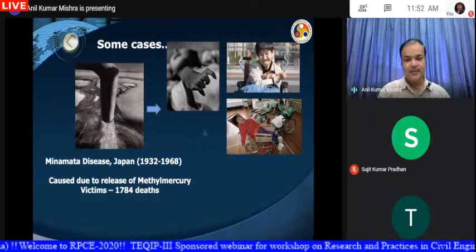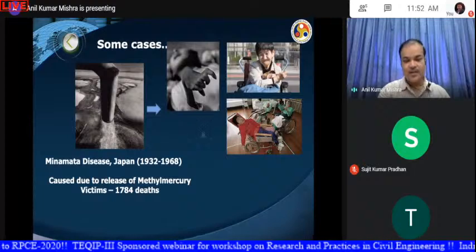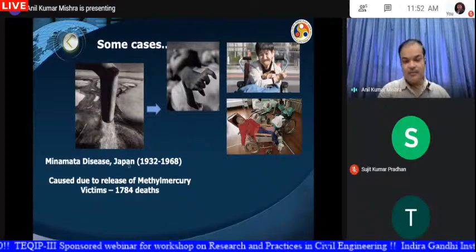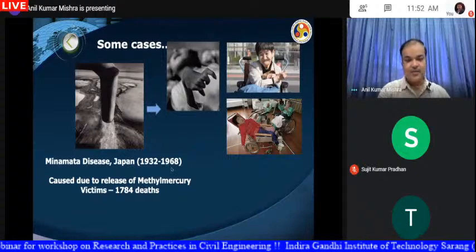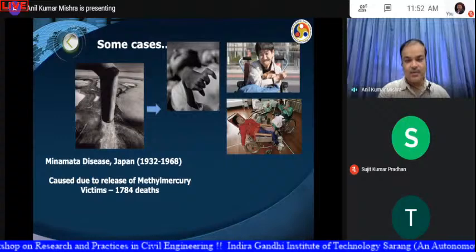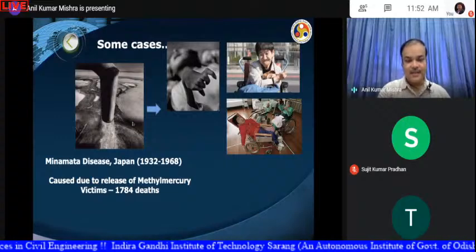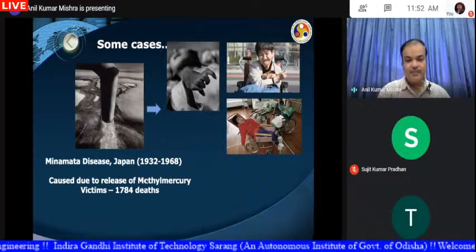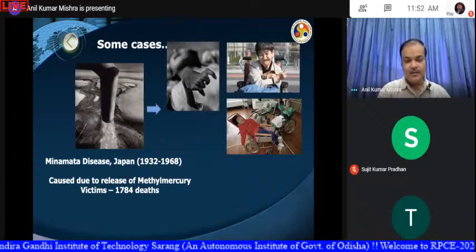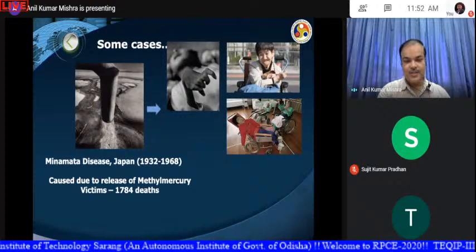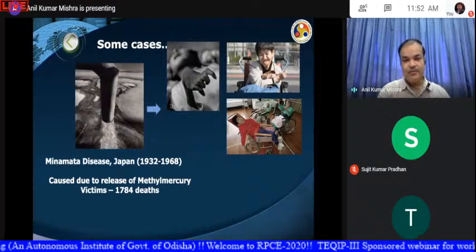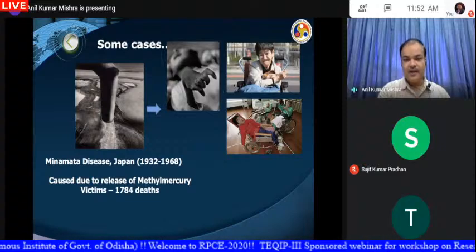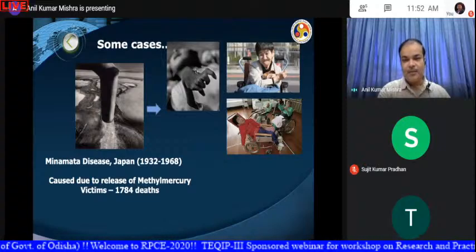The first example was the Minamata disease, which occurred in Japan, and it went unnoticed from 1932 to 1968. People did not know what the cause was, what was causing the problem. This problem happened because of the release of methyl mercury, which was discharged into a water stream, and when the people on the downstream side took this water, they fell ill. So this kind of problem happens.